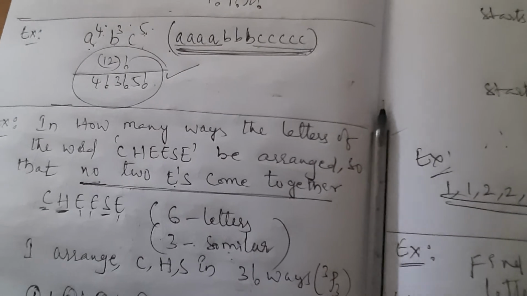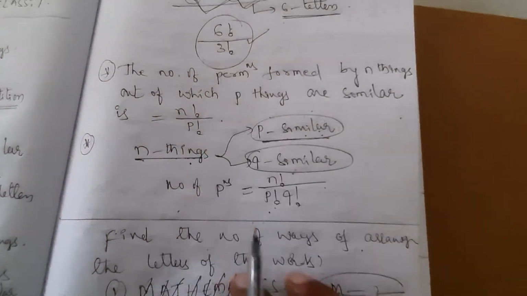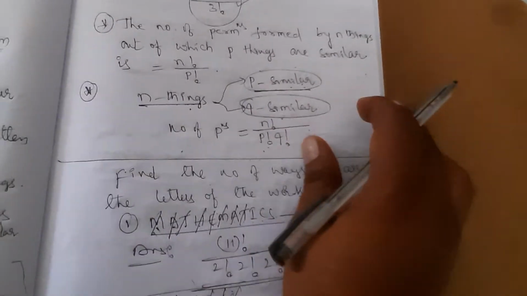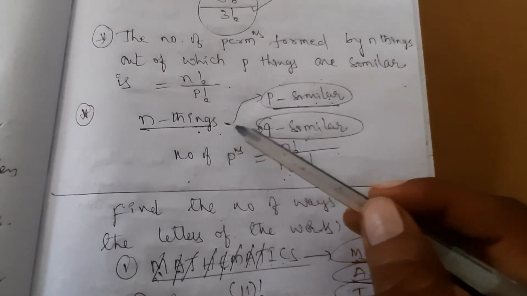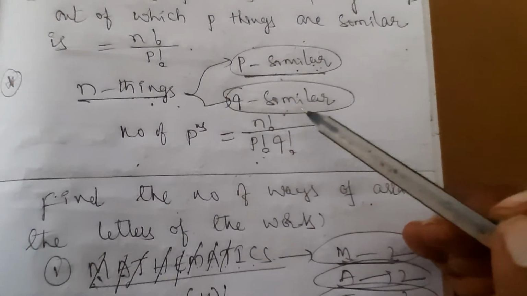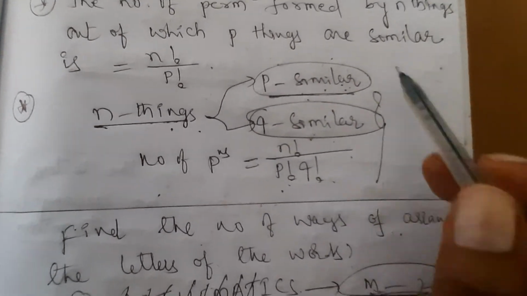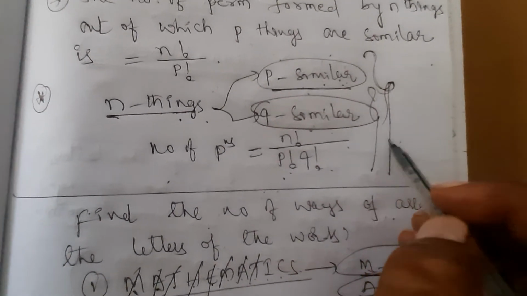All these are the examples we discussed today, based on the case where out of n things, p things are similar. If similar things are there, this is the formula: if p similar things are there, n factorial by p factorial. If n things are there, p things are similar, q things are similar, then n factorial by p factorial, q factorial, like this. Based on this formula, today I gave examples, and today I will send one assignment also.